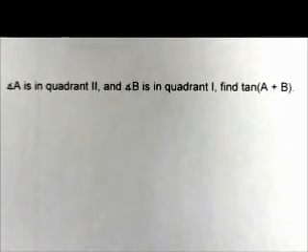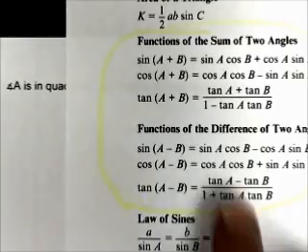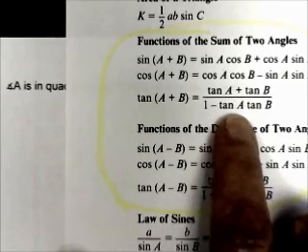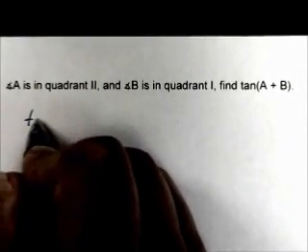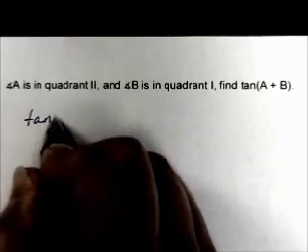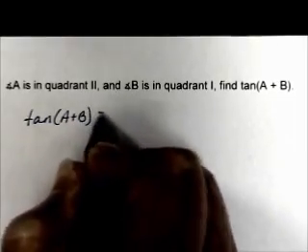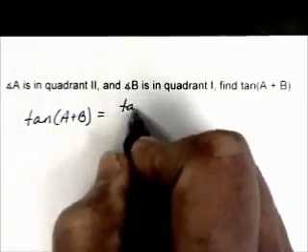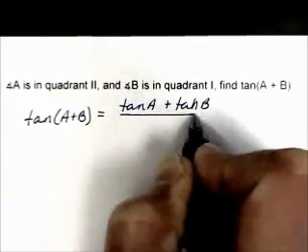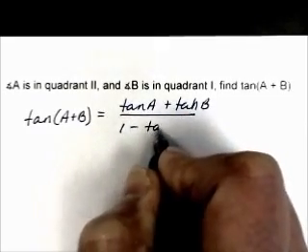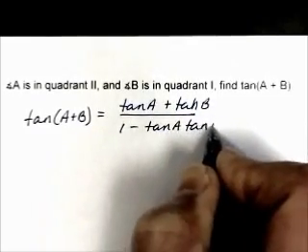All right, so if you want, flip over to the other page, or I'm just going to look at the reference sheet here. The tangent of A plus B is equal to tan A plus tan B divided by 1 minus tangent A times tangent B. Okay, so let's write that down. Tangent of A plus B is going to equal tan A plus tan B divided by 1 minus tangent A times tangent B.